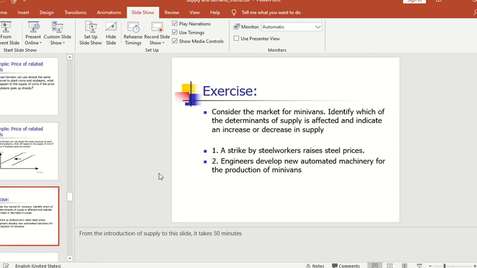So I am going to leave you with two short exercises. This is a very similar approach as we did for the demand side. So consider the market for the events, identify which of the determinants of supply is affected, and indicate an increase or decrease in supply. Just like what we did for the demand curve, it is good to go slowly. The first step is to identify the determinant of supply that is most relevant here, and then we can go from there. And you also want to try to answer these questions with the help of a supply curve.